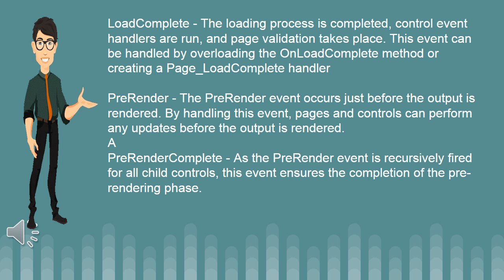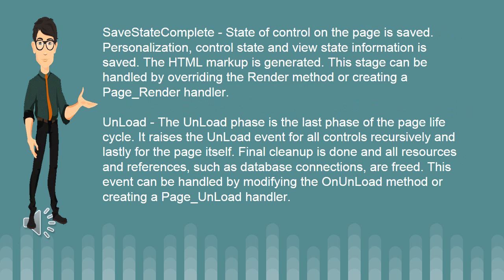Pre-render. The PreRender event occurs just before the output is rendered. By handling this event, pages and controls can perform any updates before the output is rendered. Pre-render complete. As the PreRender event is recursively fired for all child controls, this event ensures the completion of the pre-rendering phase.